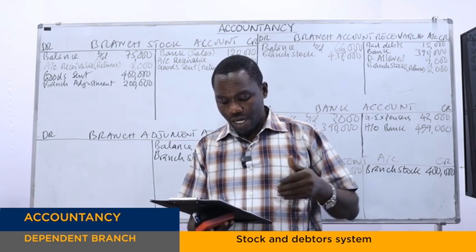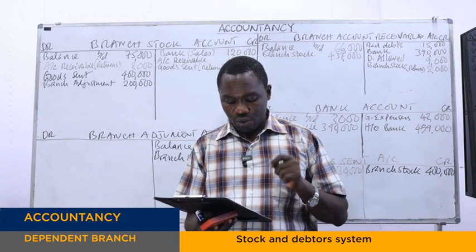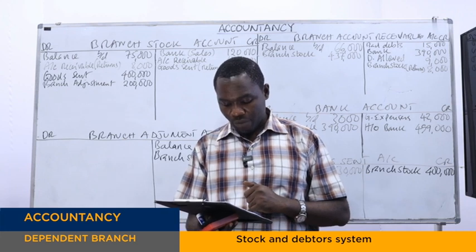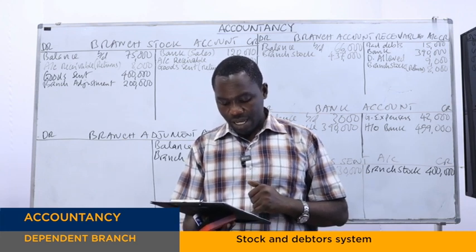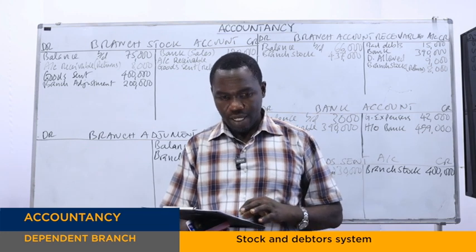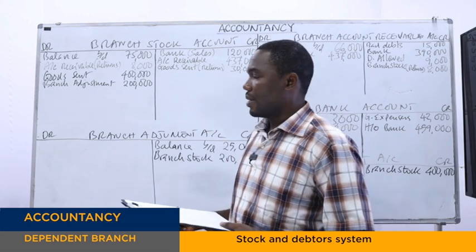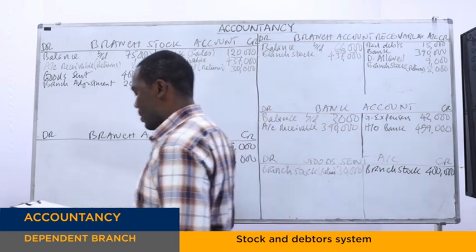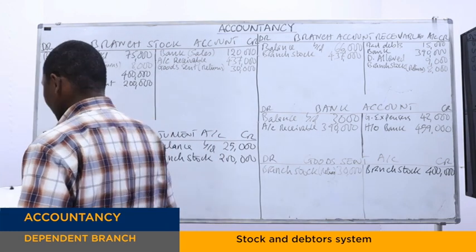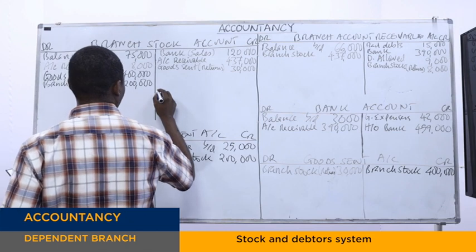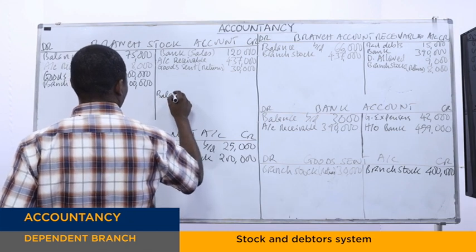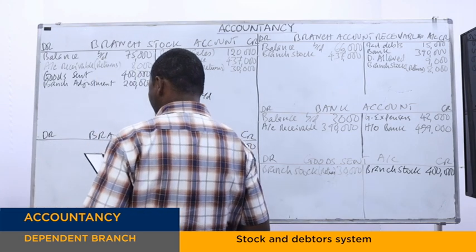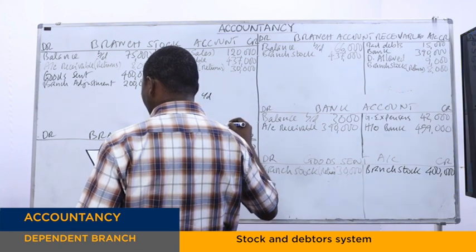So far here, we were required only to open up accounts relating to the branch. That is branch inventory, goods sent to branch, branch inventory adjustment account, branch accounts receivable, and bank account, which we have almost opened. Let us now enter our ending balance, balance c/d. You leave space for any deficiency or any entry that could be entered here.